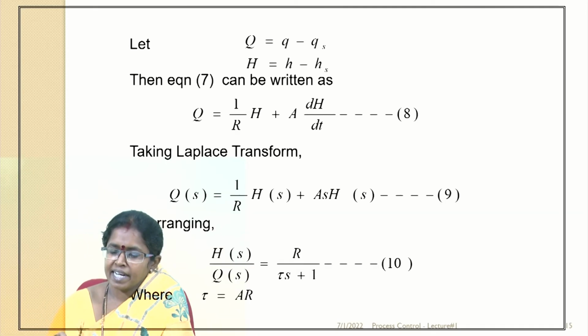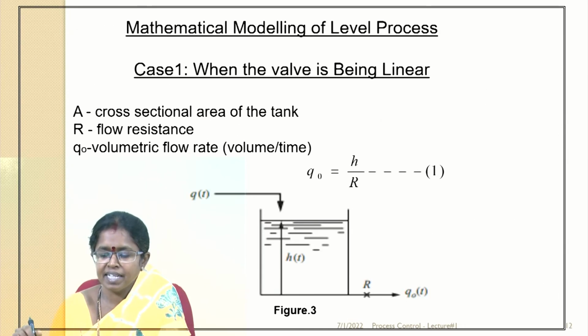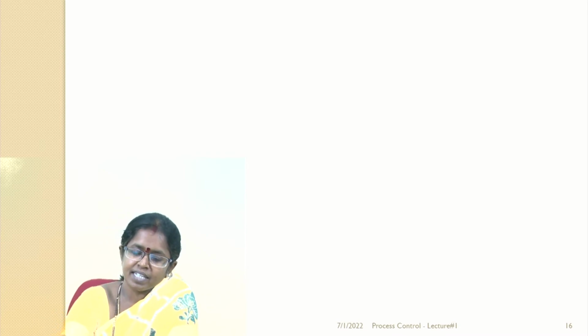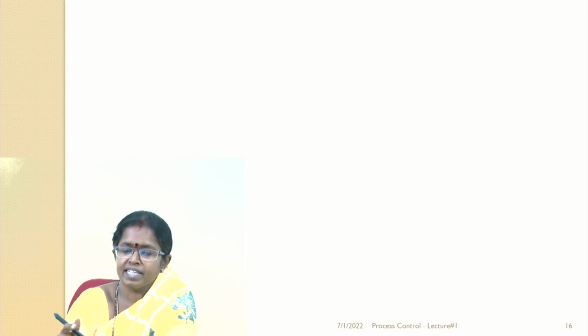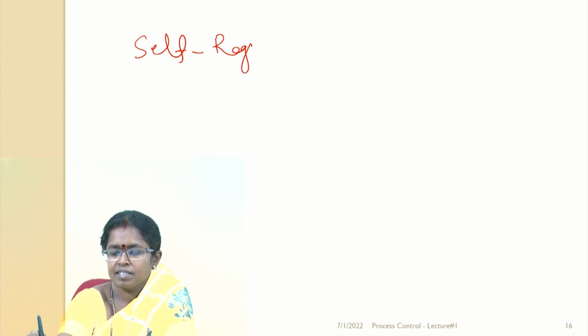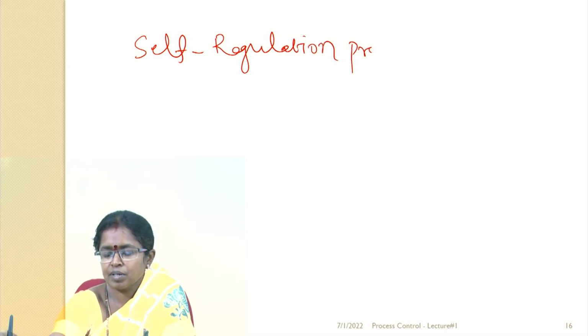Now this kind of system, this single tank system we have considered when the valve is linear, is a single input single output system. This kind of system is called a self-regulating system. I will tell you what is meant by a self-regulating system. Self-regulating process: what is meant by a self-regulating process is, for a sustained change in input.